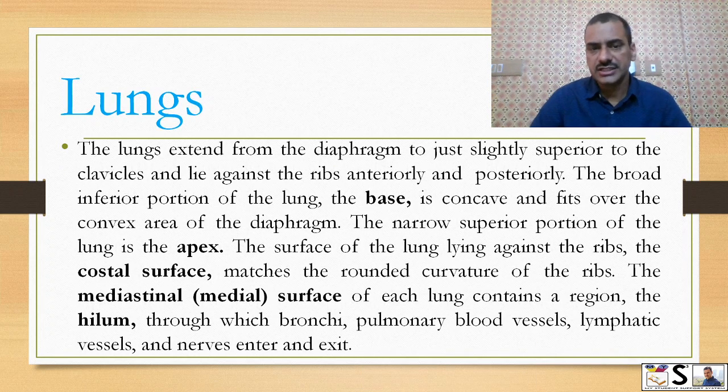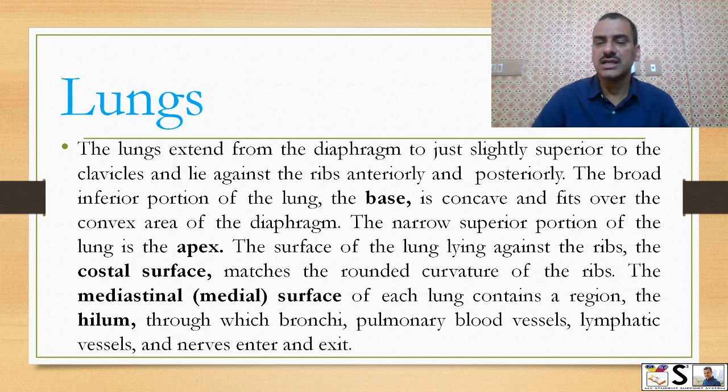The lungs extend from the diaphragm to just slightly superior to the clavicle and lie against the ribs anteriorly and posteriorly. The broad inferior portion of the lung, known as the base, is concave and fits over the convex area of the diaphragm. The narrower superior portion of the lung is known as the apex.